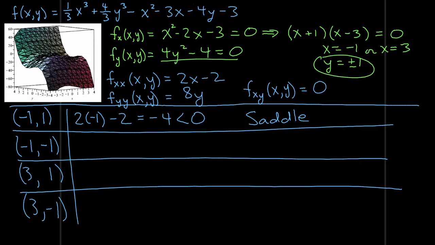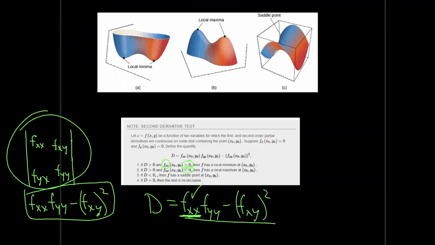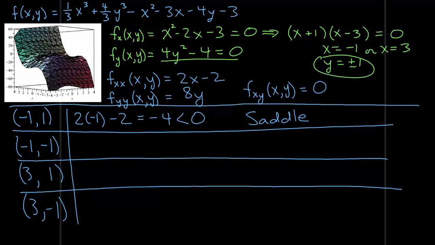Because remember, if you look back, let's just go back and look at it real quickly. If D is greater than 0, then you have a max or a min. If it's less than 0, then you have a saddle. So that's something you can keep in mind there.